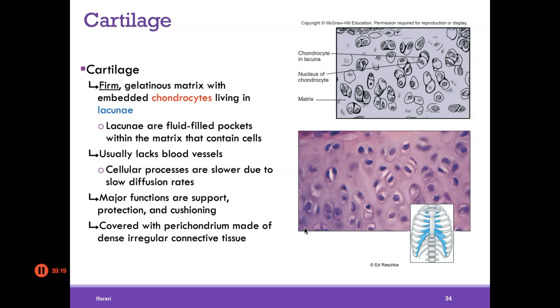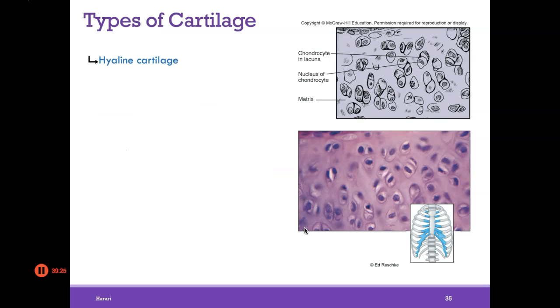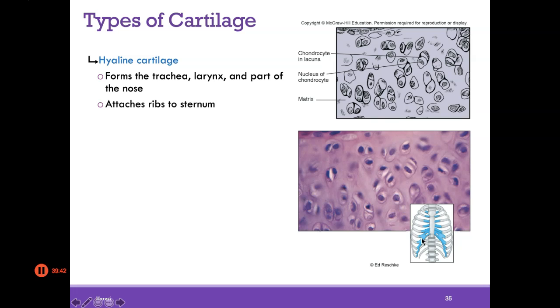Cartilage is covered with perichondrium that is made of dense, irregular connective tissue. So let's talk about the different types of cartilage. The first is called hyaline cartilage. And hyaline cartilage forms the trachea, it forms the larynx, and parts of the nose. It also attaches the ribs to the sternum. So costal cartilage is made of hyaline cartilage.